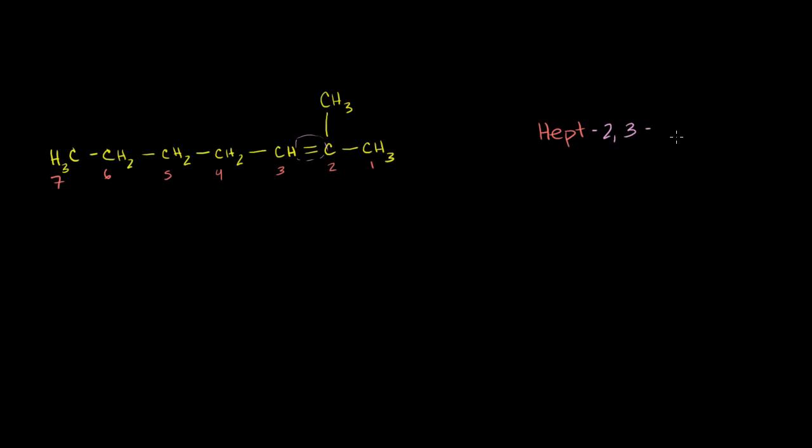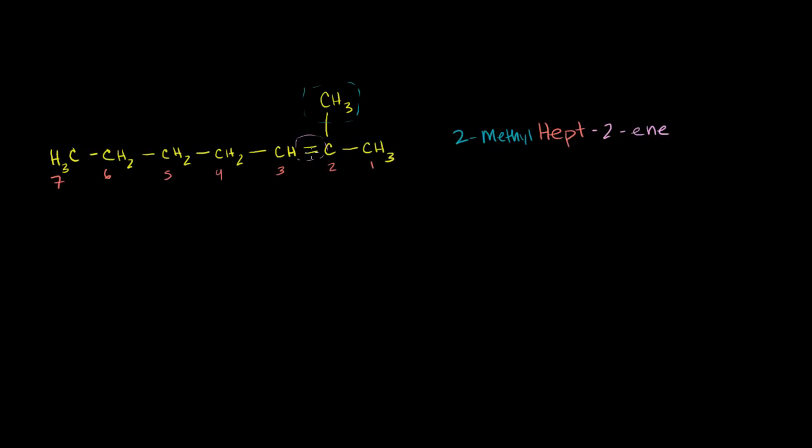Sorry, not 2 comma 3, 2 ene. You don't write both endpoints. If there was a 3, then that would have been another double bond there. It's hept dash 2 dash ene. And then we have this methyl group here, which is also sitting on the second carbon. So this methyl group right there, on the second carbon, we would say 2-methyl, hept 2-ene.